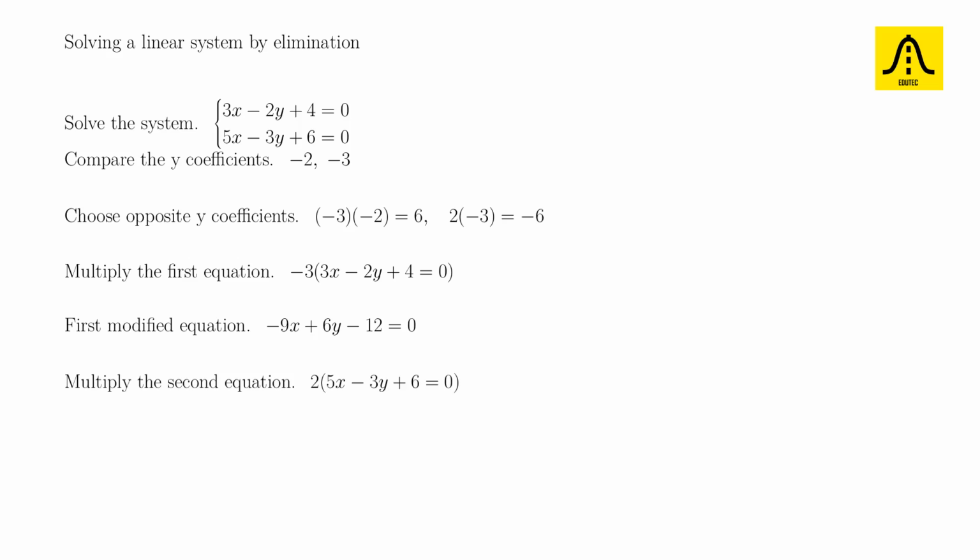Now multiply every term in the second equation by 2. The second modified equation now has the opposite y term.